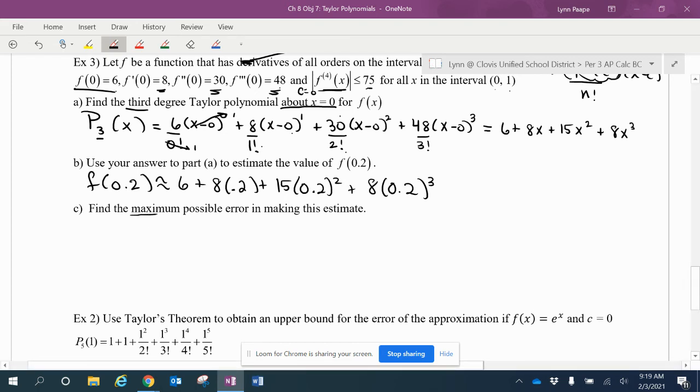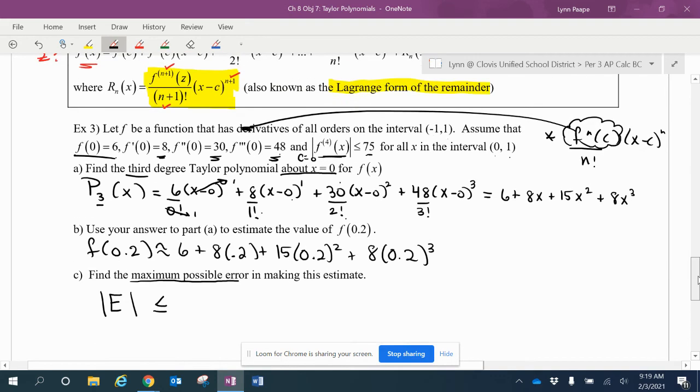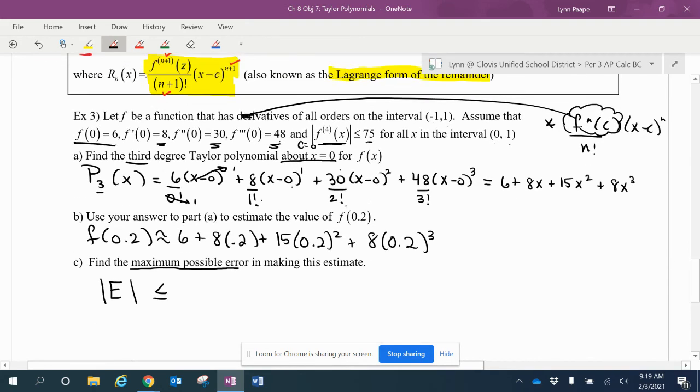So find the maximum possible error in making this estimate. So this is asking for that Lagrange error. Okay, so that Lagrange error. So we would usually use E to represent the error, and then we're going to say absolute value of it, right? So we're going to take that plus or minus version. So that error has to be less than or equal. Okay, so let's look at that rule. The rule that we're looking at is this one right here.